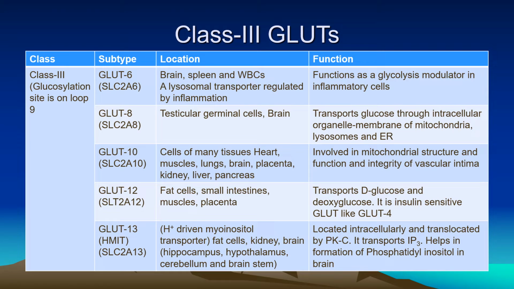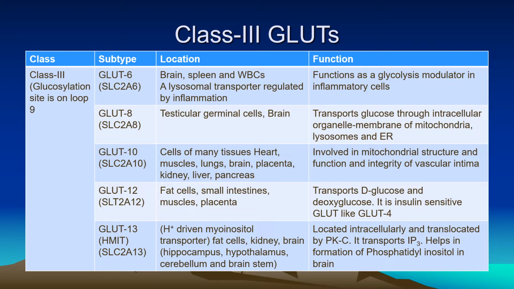Class 3 GLUTs are the ones where glycosylation occurs on loop 9 instead of loop 1 as for class 1 and class 2. The subtypes include GLUT6, GLUT8, GLUT10, GLUT12, and GLUT13. Their location is also characterized: brain, spleen, white cells. GLUT6 functions as a glycolytic modulator in inflammatory cells. So it is also involved in lysosomal transport of glucose during inflammation.